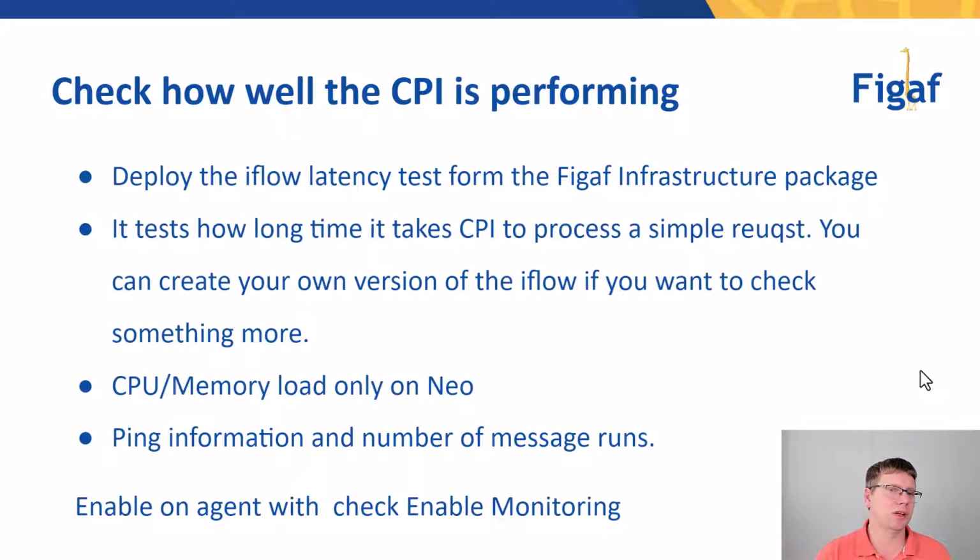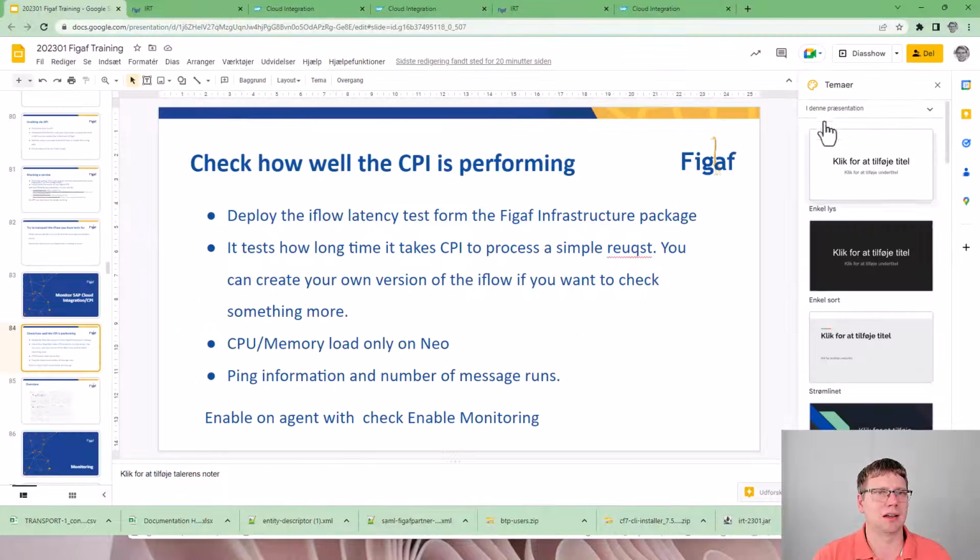To do that, we need to deploy an iFlow on the infrastructure package. We want to deploy that, perform a test, and see how the system is going. For Neo, we can also have CPU and memory load, which is a bit of a strange thing anyway. Then we have some ping information about the number of messages run, and we need to enable this on the agents. Okay, so let's first get started with this.